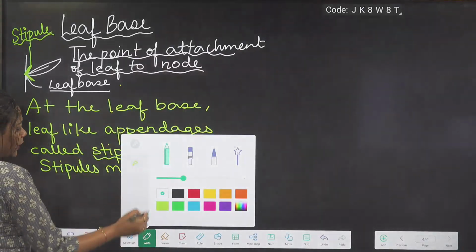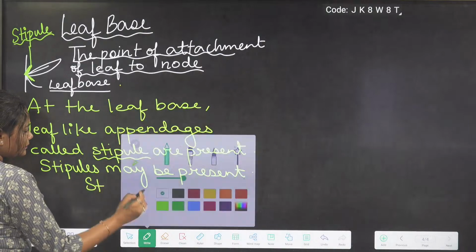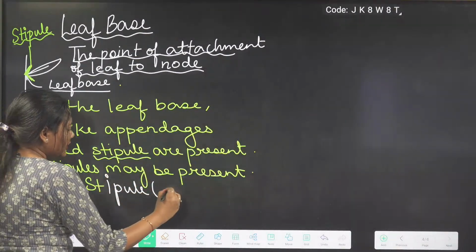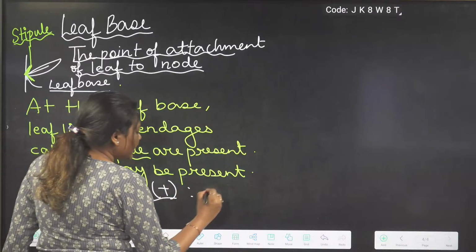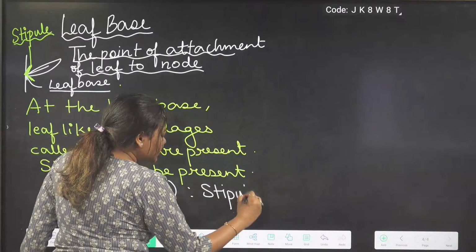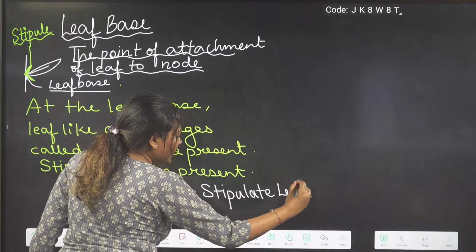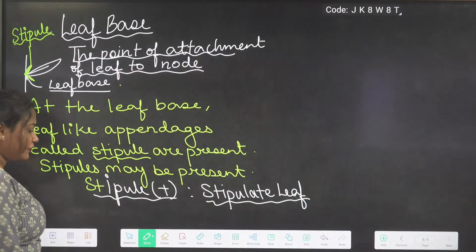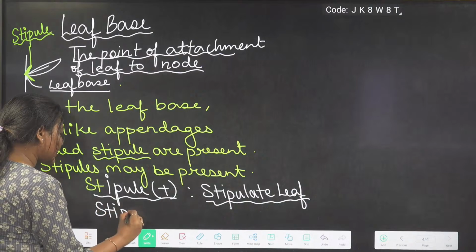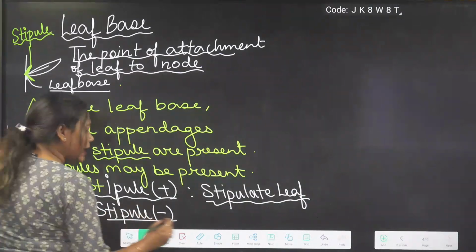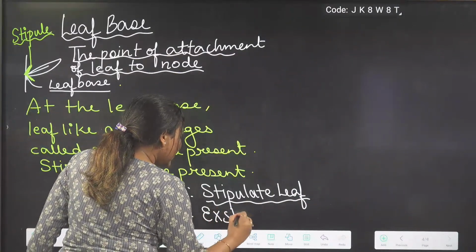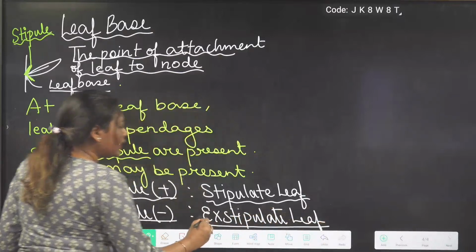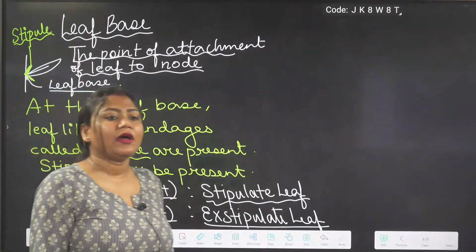Now, what is the next point? Next point is, if stipule is present, it is known as the stipulate leaf. If stipule is absent, it is known as the exstipulate leaf.